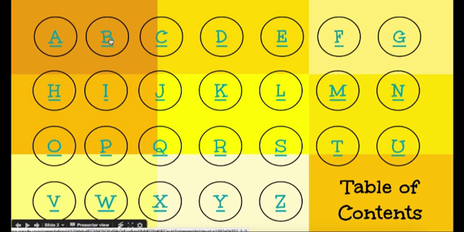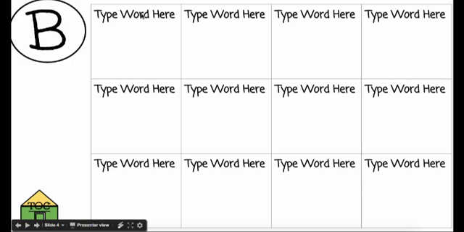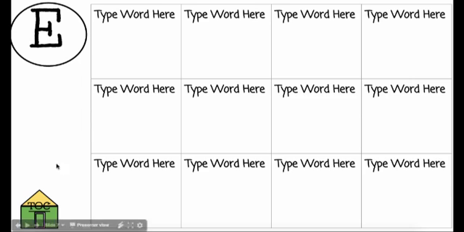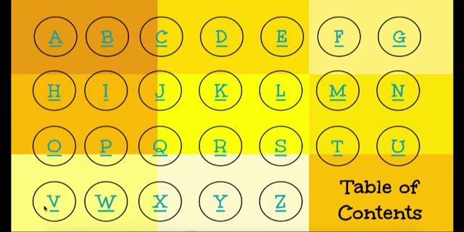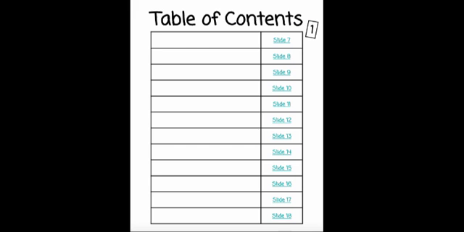So if their vocabulary word started with the letter B, click B, they'd type the word there and the definition. And then it goes alphabetically through, and then on the bottom is the house that takes you back to the table of contents. Another idea for Google Slides is to have your students create learning notebooks that are kept digitally. So for this example, you would provide your class with this template. Kids would type in their names.